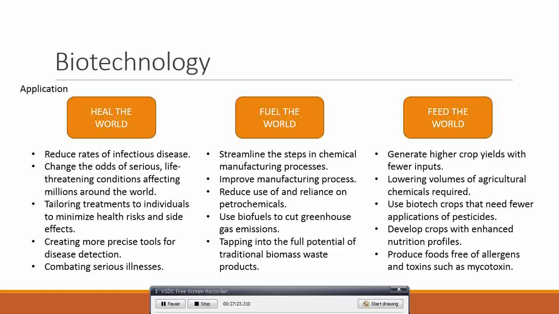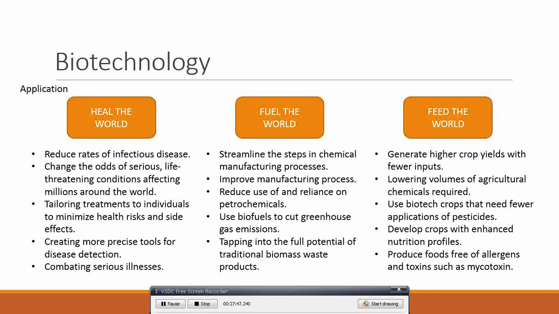Okay, tapping into full potential of traditional biomass waste product. Jadi dia fikir long term macam mana kita nak generate what we call energy, gunakan solar and so on. And then when it comes to feed the world, generate higher crop yields with fewer inputs.